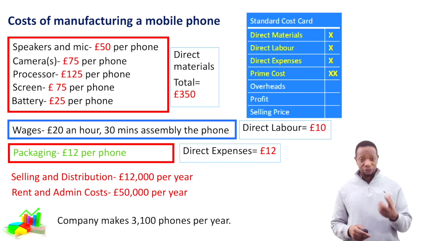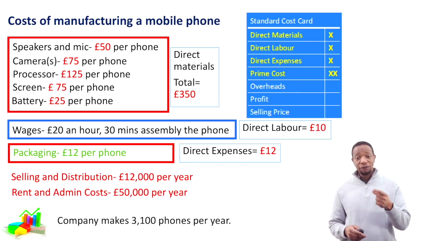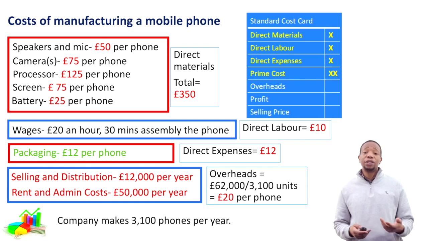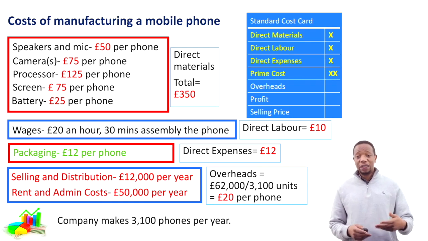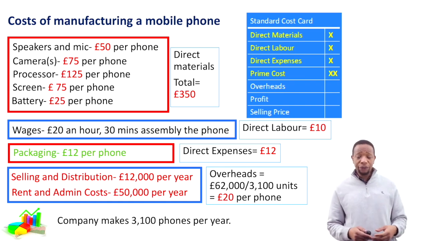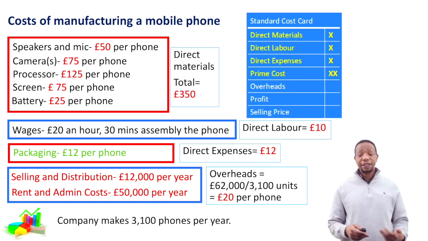Now, if we're only going to sell 3,100 phones, we would need to make sure that we recover all these from these 3,100 phones. So we would add them together, get 62,000, and then divide them by 3,100, and that would give us £20 per phone. Now, if we're going to include this in a standard cost card, it would look something like this.